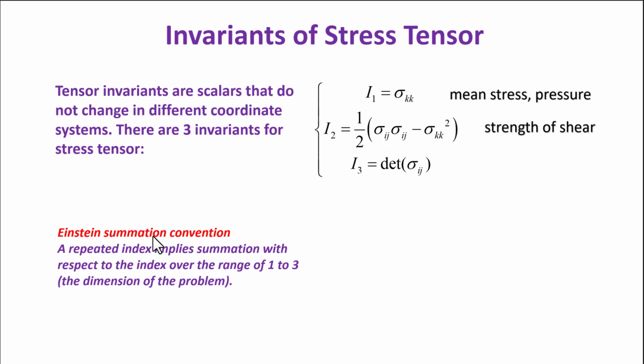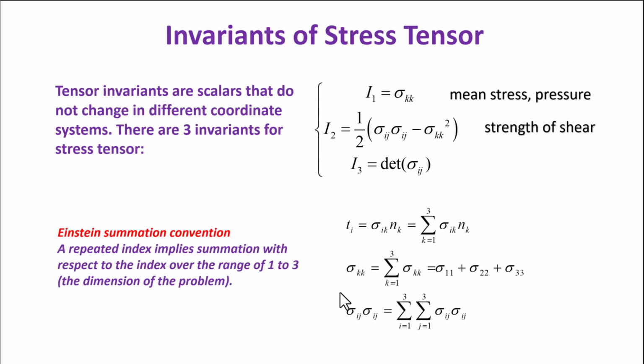So here I need to remind you of the Einstein summation convention that we have been using and will be using in this course. By this convention, a repeated index implies summation with respect to the index over the range of 1 to 3. What that means is, if I write down sigma kk, look, this index is repeated. It means the summation of sigma 11, sigma 22, sigma 33. You should imagine that there is a summation sign here.